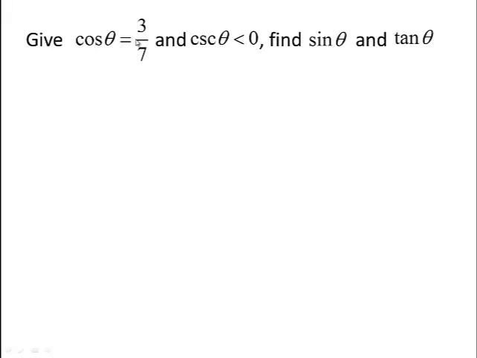Given that cosine of theta is 3 over 7 and the cosecant of theta is less than 0, find sine and tangent. Cosecant is less than 0 or negative, that means sine is negative. Which quadrant is sine negative and the cosine positive? Well, that's going to be in quadrant 4. Using all students must take calculus.